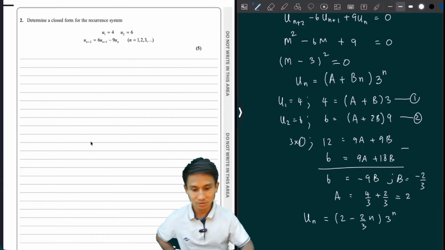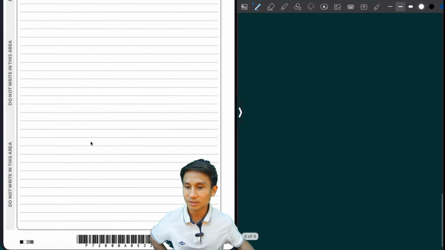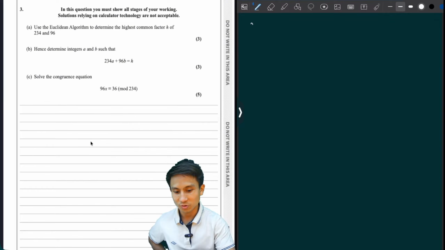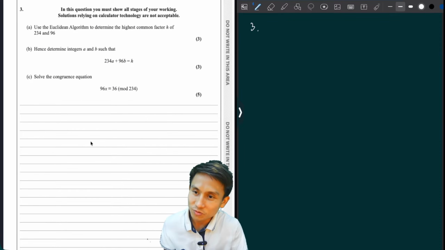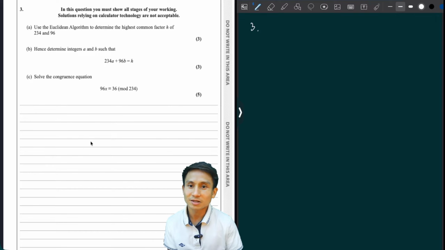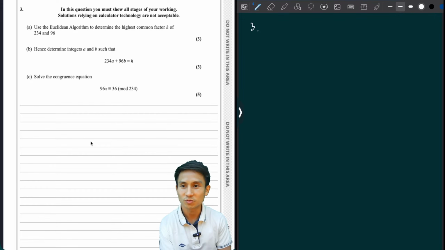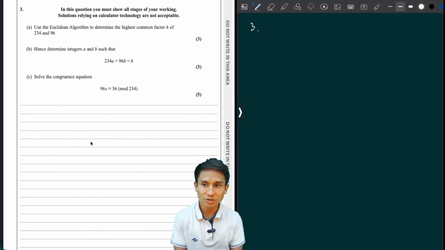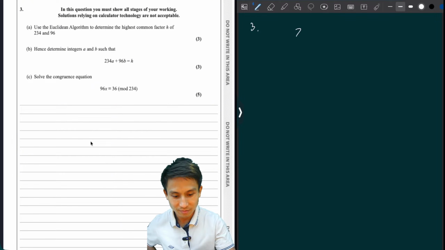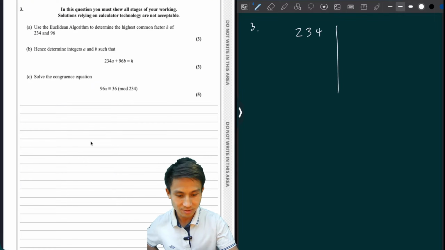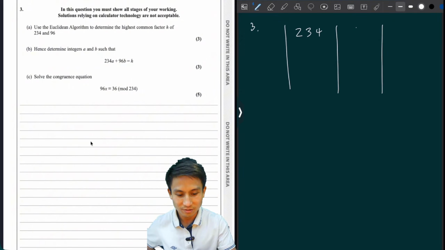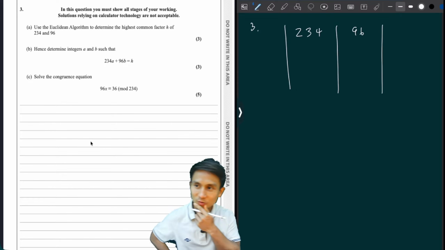Yeah. Okay, so let's go to the next question, number 3. Okay, what do we have here? Use the Euclidean algorithm to determine the highest common factor h of 234 and 96, right? So I prefer doing it this way, yeah. This is easier, but when you write, maybe you have to follow the template, but this is just a quick way to do it.